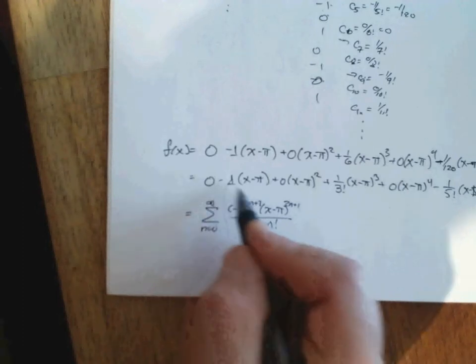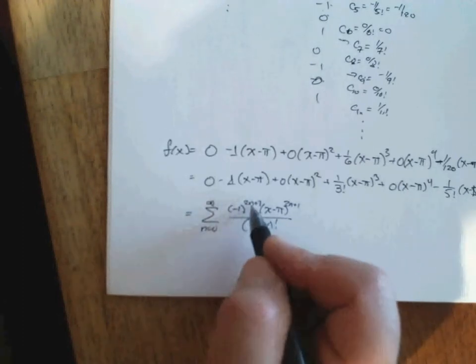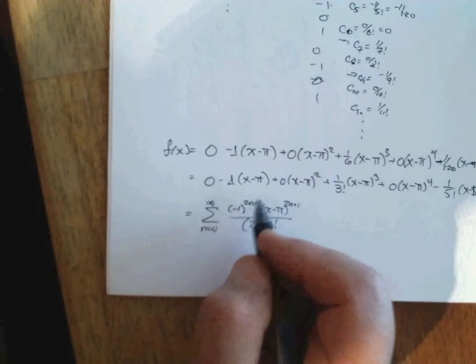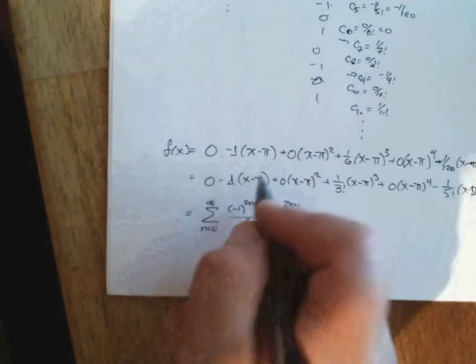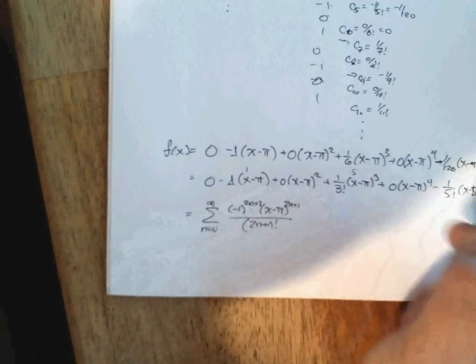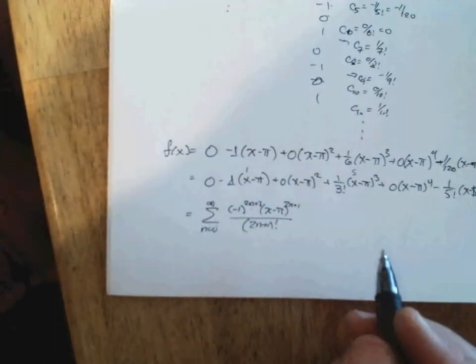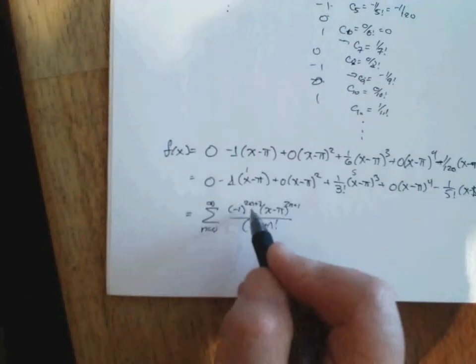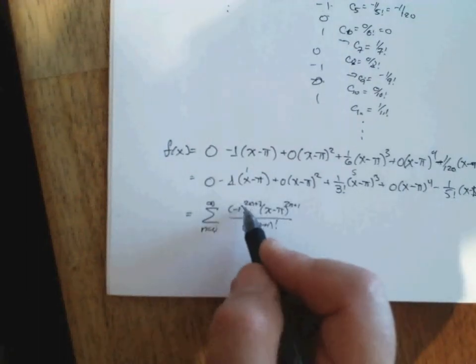When n is 0, that's 1. That's fine. When n is 1, that's 3. Okay, that's just all the odds. I don't want that. I want 1, 5. I want every other odd.